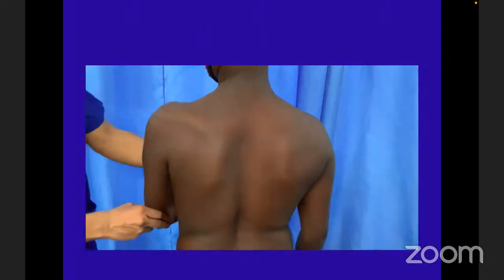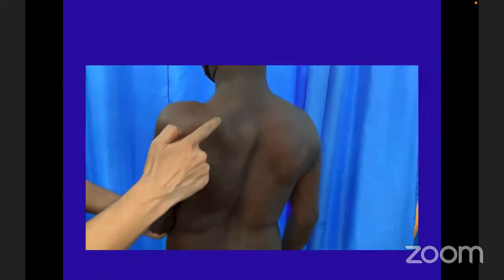This is in a patient. See, he's trying to do external rotation, and at the same time I'm feeling for it. Supraspinatus, infraspinatus, I'm feeling for it. Without feeling, you cannot say whether it is working or not working, because there might be some contraction.